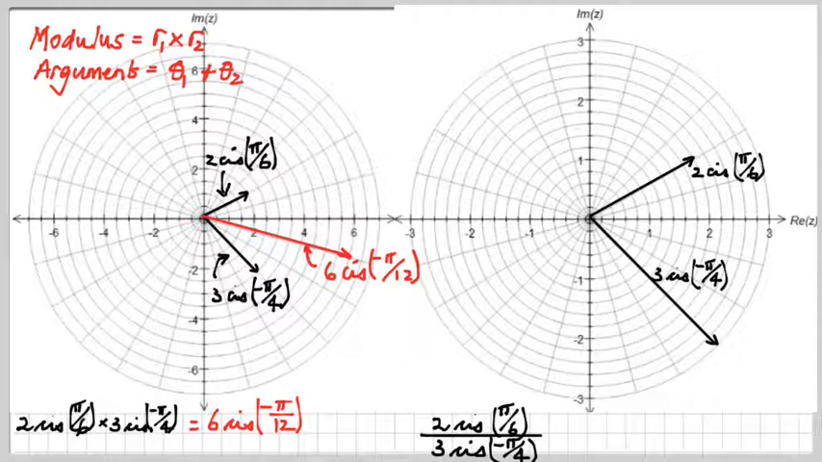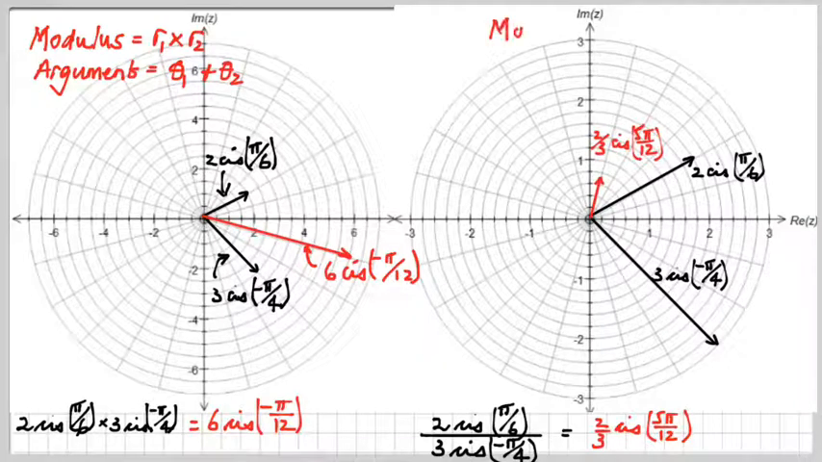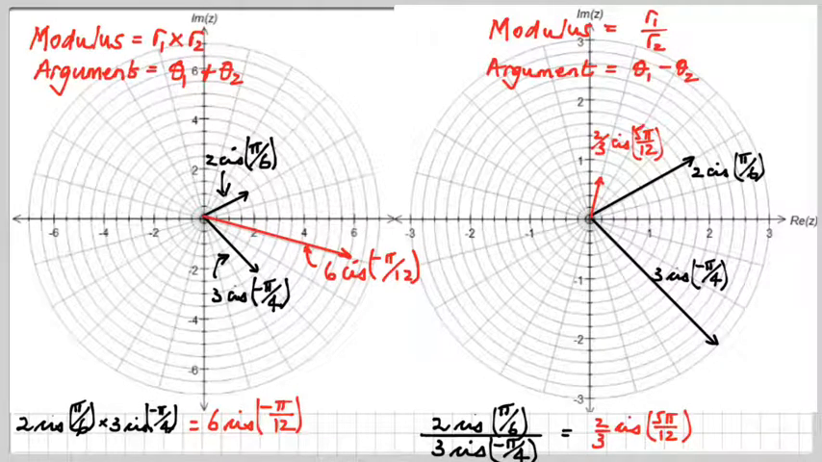Now, the result of the division is quite different, right? We got 2/3 cis 5 pi on 12. So imagine it. Come on, where do you think it's going to go? Well, there you are. Were you right? Good on you. That's terrific. Okay, well done. So the modulus was R1 over R2, and the argument was theta 1 minus theta 2, which, if you like, is theta 1 plus the negative of theta 2.